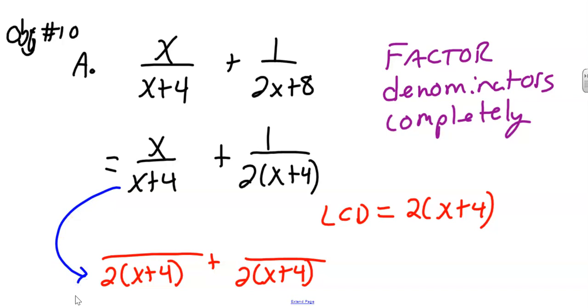Okay, so for the first one, we multiply by 2. So we'll do the same thing on the top. We'll multiply 2 times x for just the 2x. And for the second one, we didn't change anything at all. So didn't have to worry about it. It just stays the same. So it's 1.